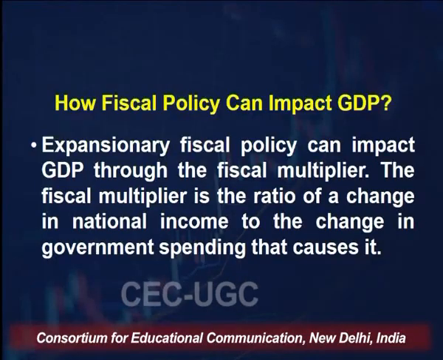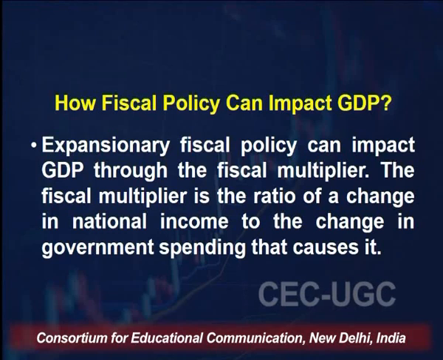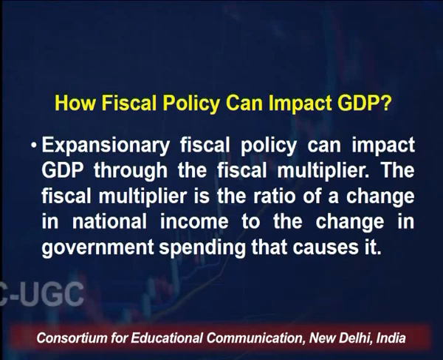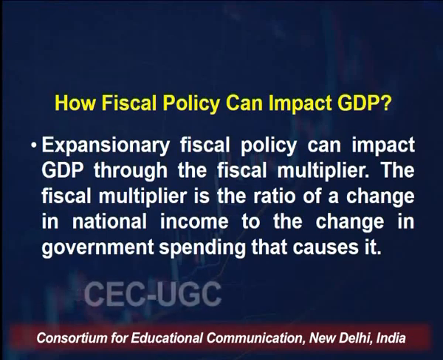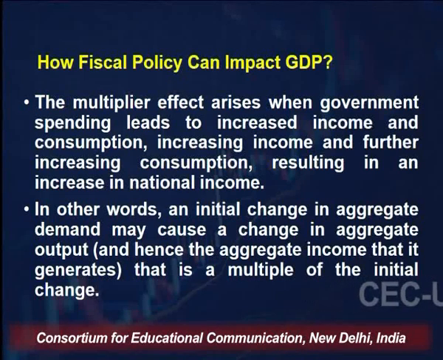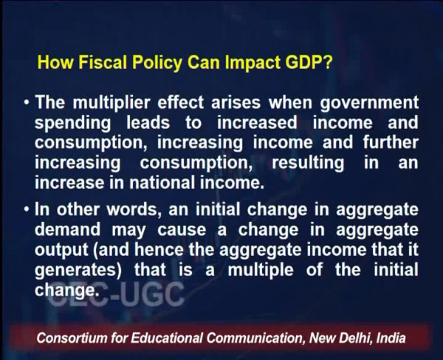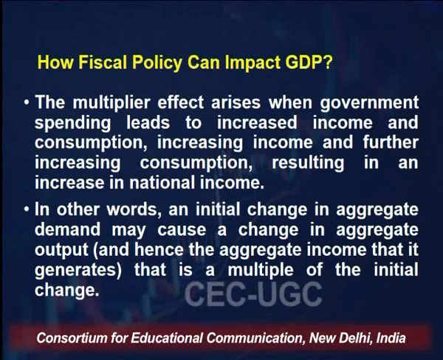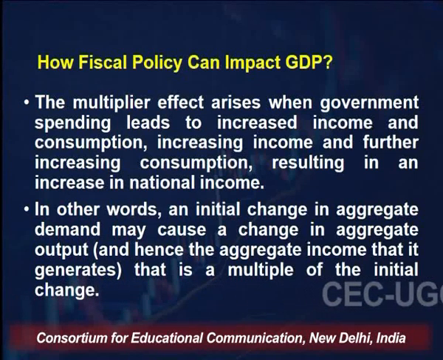Now, how can this fiscal policy impact GDP? Expansionary fiscal policy can impact GDP through the fiscal multiplier. The fiscal multiplier is the ratio of change in the national income to the change in government spending that causes this change. So, the multiplier effect arises when government spending leads to increased income and consumption, and a further increase in consumption, resulting in an increase in the national income.